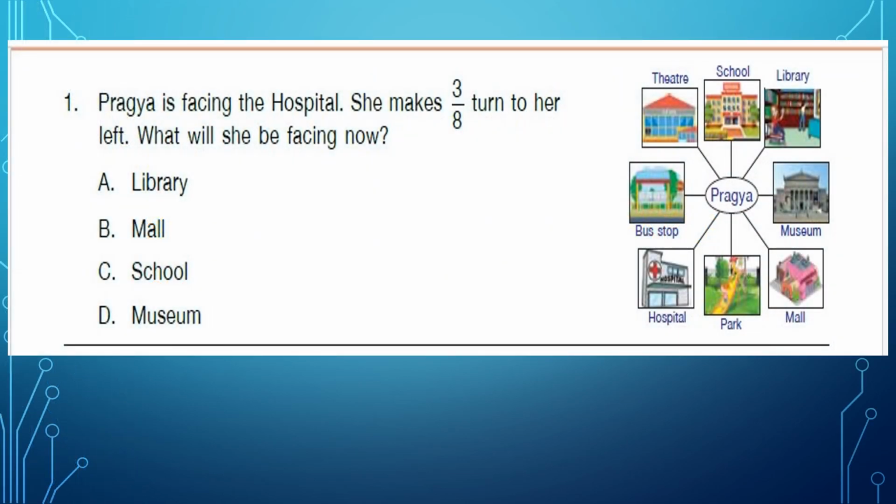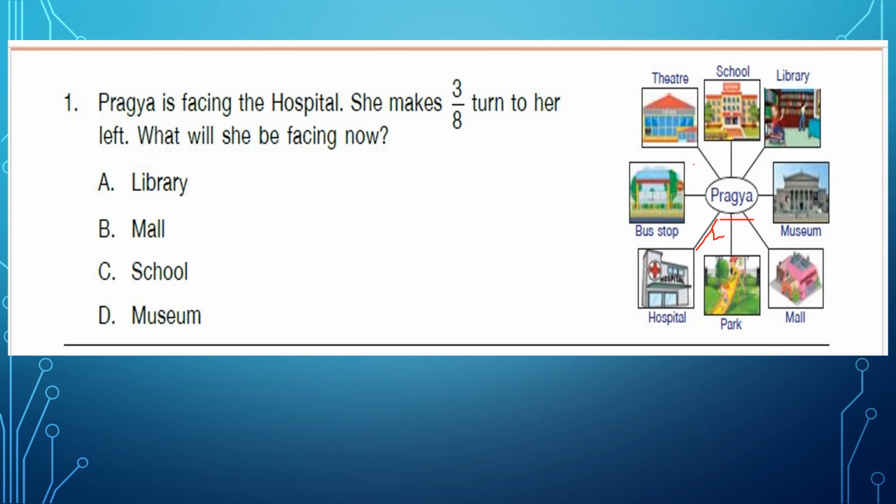Question number 1. Pragya is facing the hospital. She makes a 3 by 8 turn to her left. What will she be facing now? Here is Pragya and she is facing the hospital. Then her left will be on the park side.